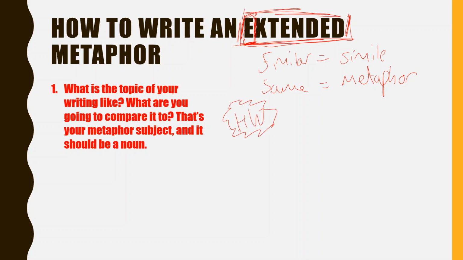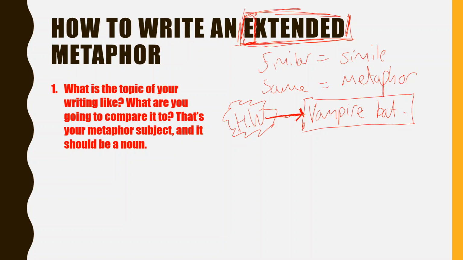What is the topic of your writing like? So what is homework like? What am I going to compare it to? That's your metaphor subject, and it should be a noun. So homework is terrible. We don't like it. It's distressing. It's uncomfortable. I'm going to say that it drains your time. It's like a vampire bat, except instead of blood, it sucks time. It's like a vampire bat. So this is my noun. This is my subject of the metaphor.